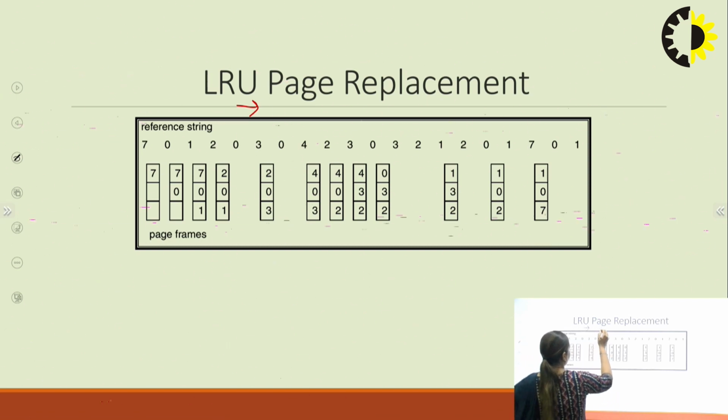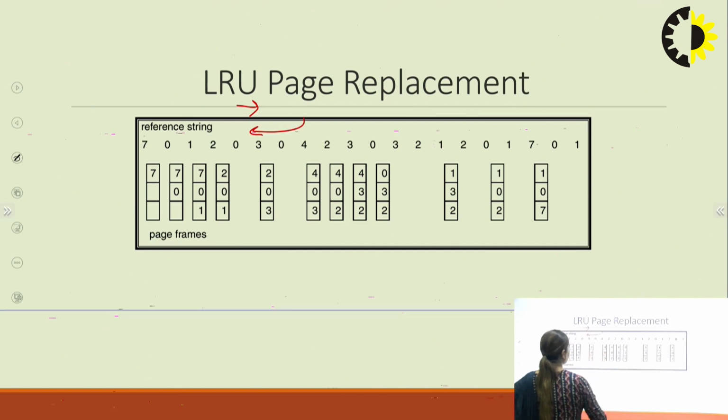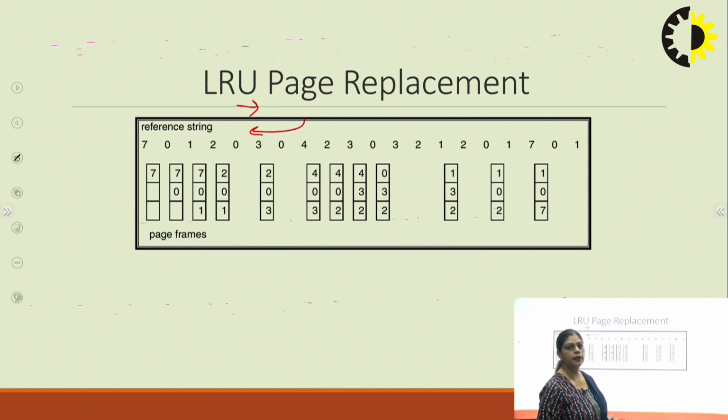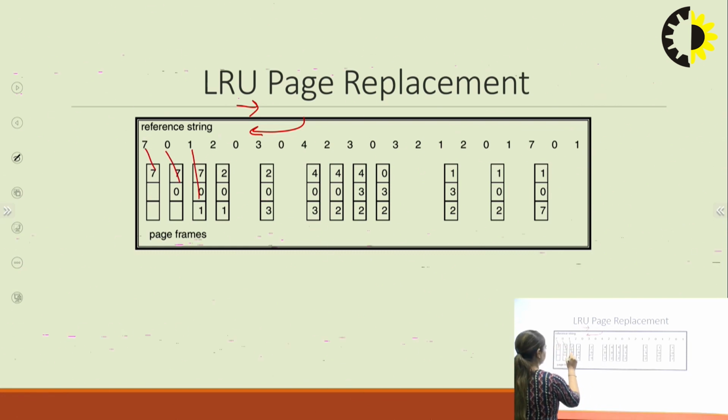In optimal, we were looking to the right side for the pages that were farthest. But now in least recently used, we will look at this side, okay, and the page which is the longest away will be replaced. Now see here, 7, 0, 1, right? Now 2 has to be inserted this way, which is the farthest among 7, 0, 1. 7 is the farthest, so 7 will be replaced by 2.